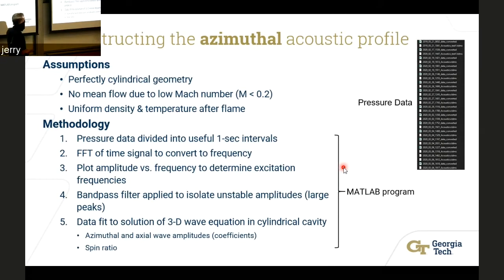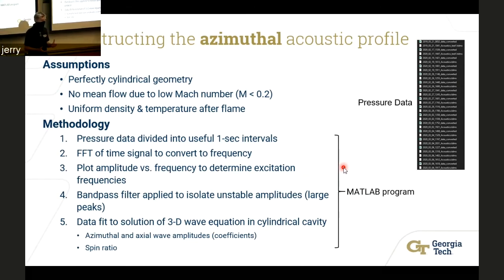First, I just want to outline some assumptions. This is assumed to be a perfectly cylindrical geometry, so this is how we treat our combustor. We say that there's no mean flow because we have a low Mach number. This is one of those assumptions that we can remove later on. I just wanted to note it here because this experimental data was compared to CFD performed in COMSOL Multiphysics, which had this assumption. And then we assume uniform density and temperature post-flame.